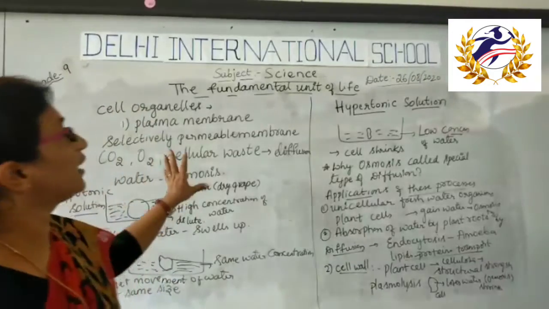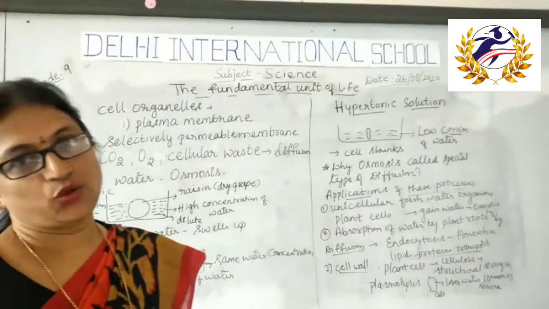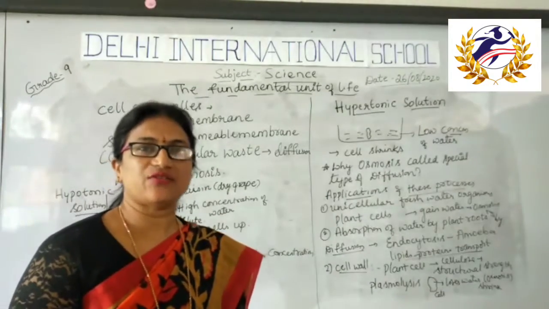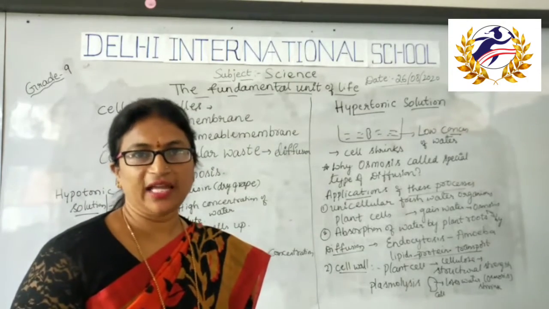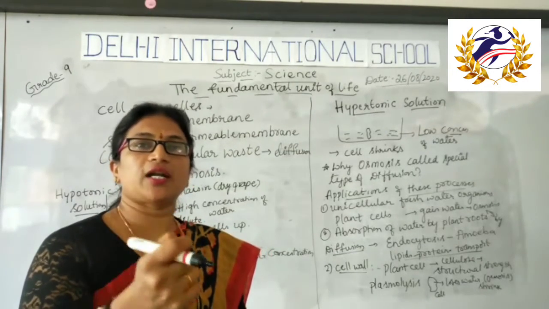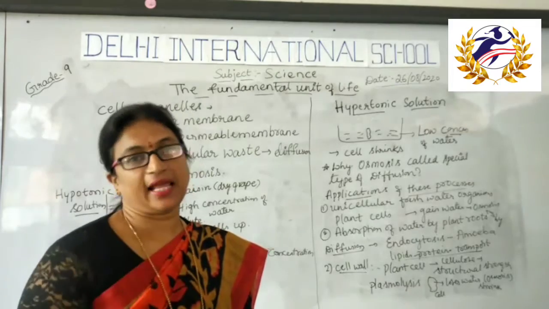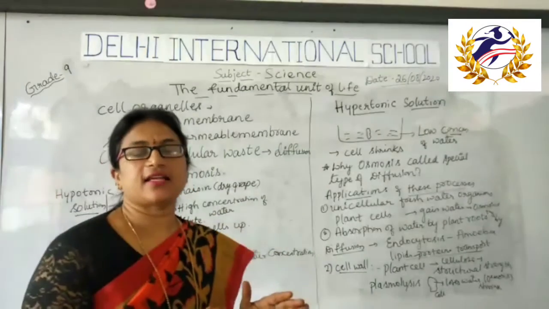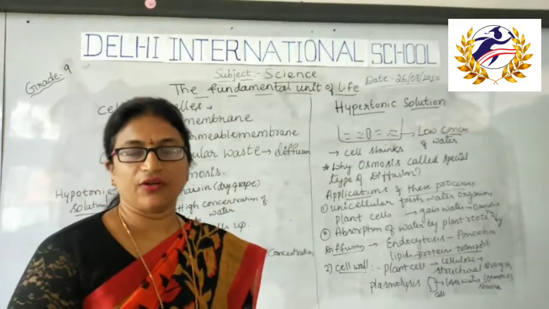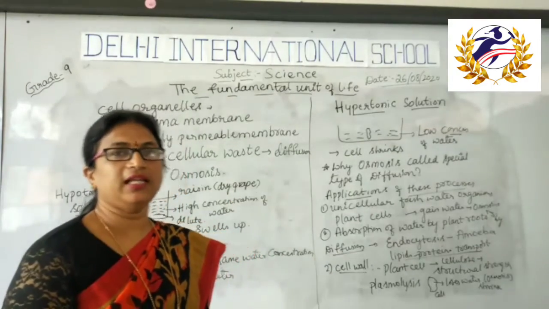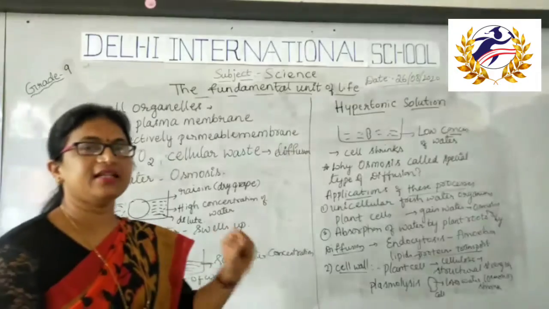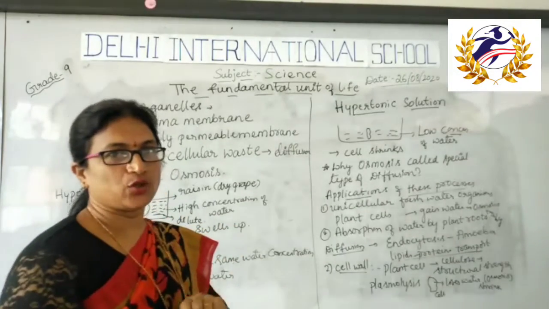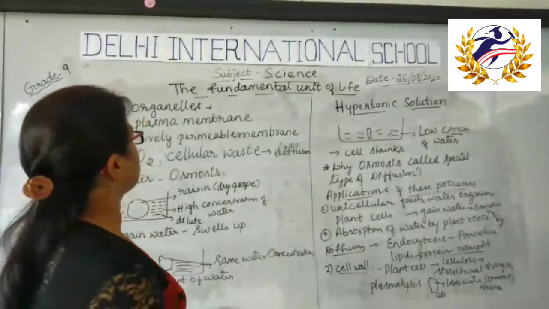So today we will continue the chapter, the fundamental unit of life. In the last class we saw what the fundamental unit of life is. The basic structural and functional unit of life is the cell, like the brick in a building. The cell helps to construct our body. Of all living organisms, the cell is the basic structural and functional unit.